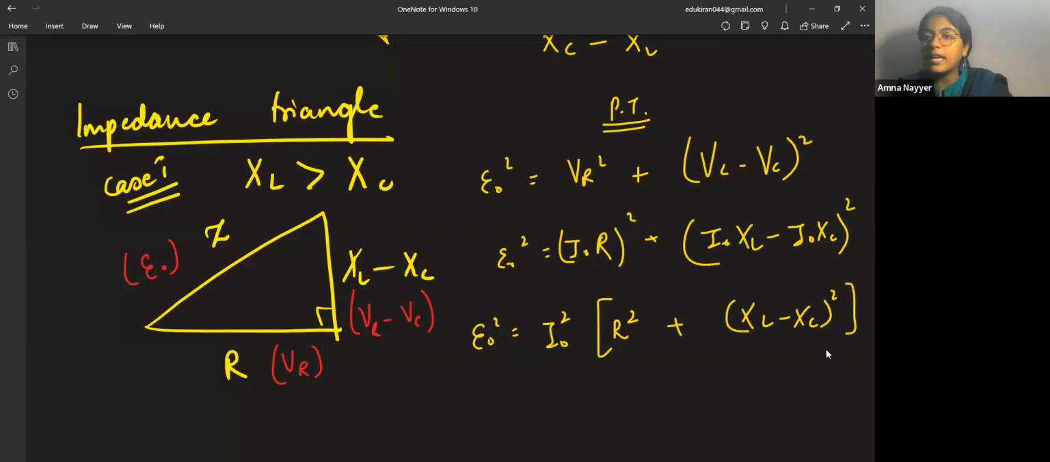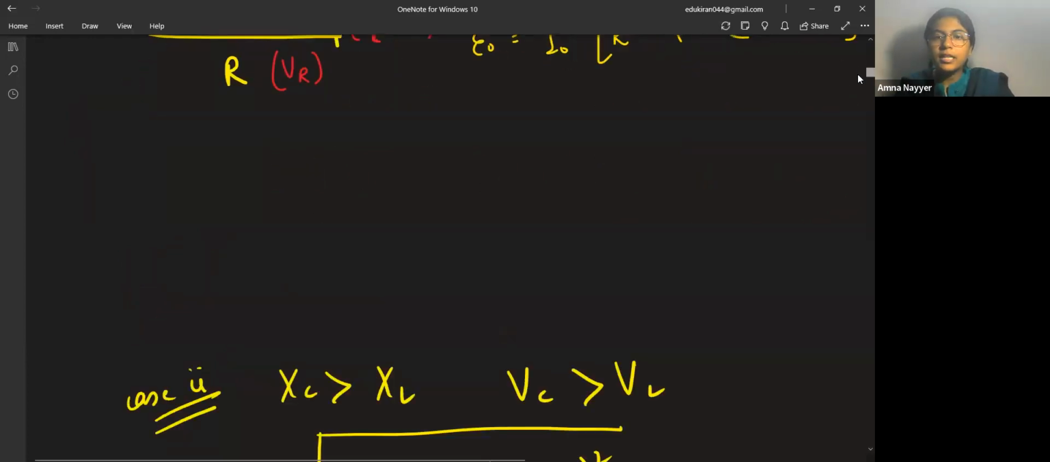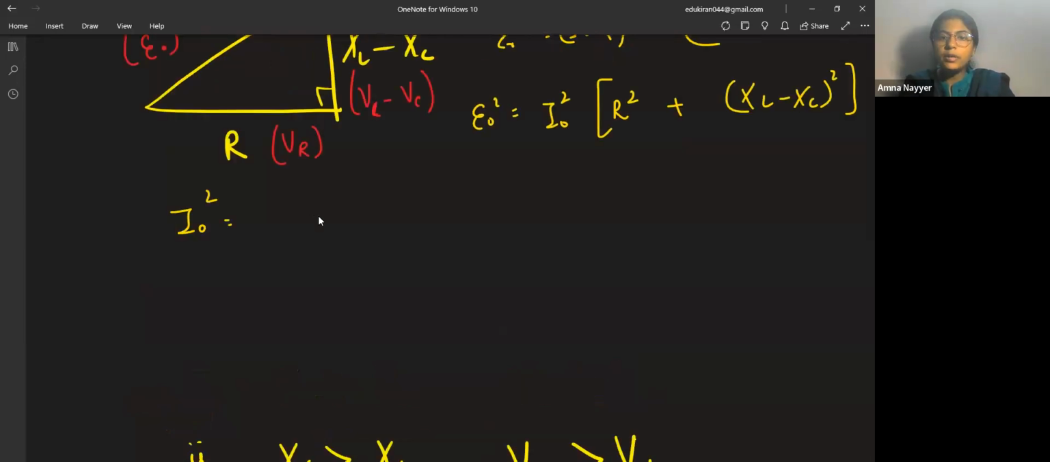So what is the value of I naught? What is the value of I naught? I naught square is equal to E naught square divided by R square plus (XL minus XC) square.